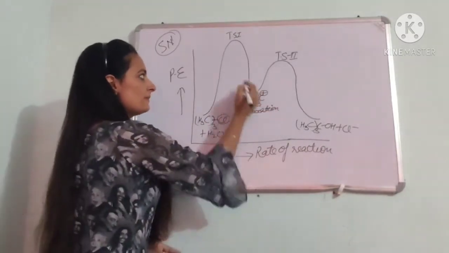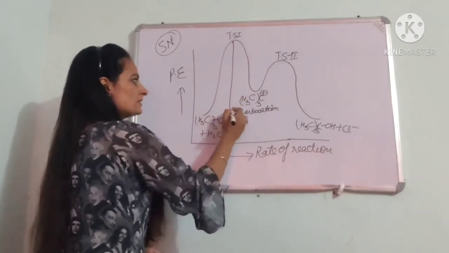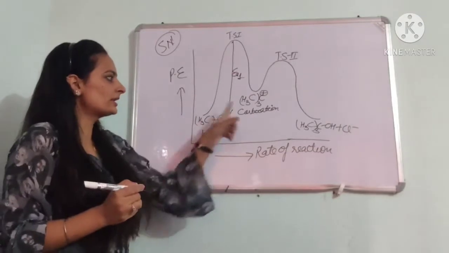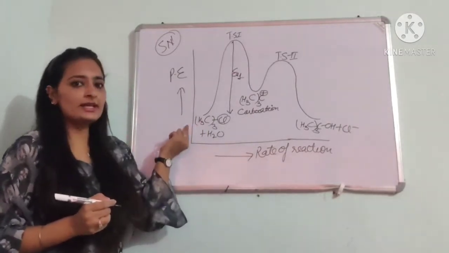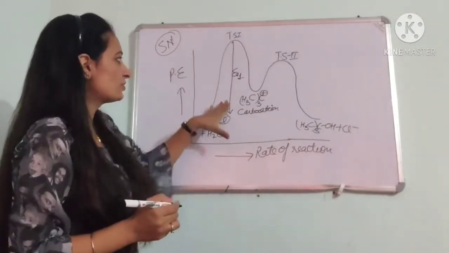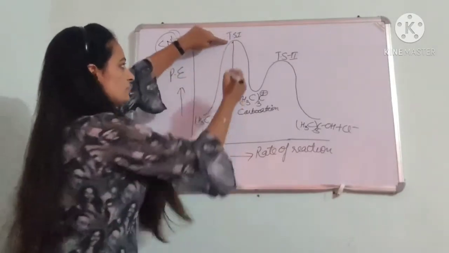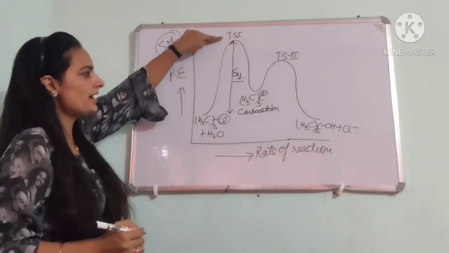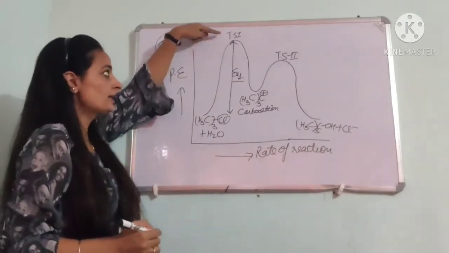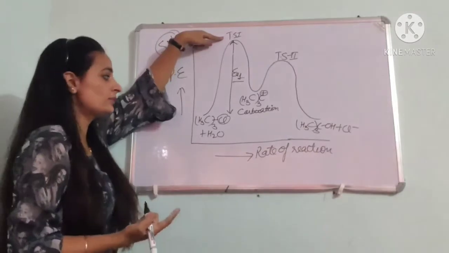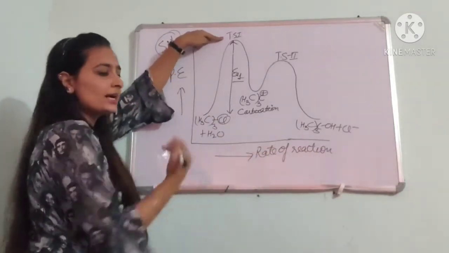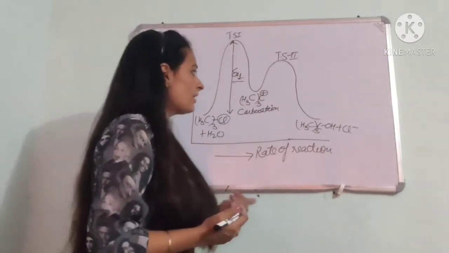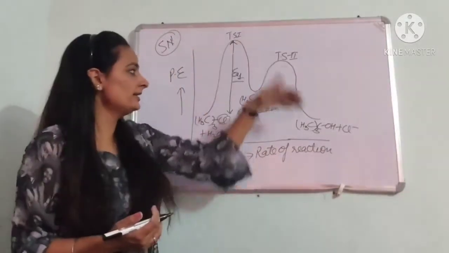Moreover, this step is a slow step. And why is this step slow? Because the activation energy required to form the carbocation from this alkyl halide is very high. As you can see, this peak is very high. EA1 is the activation energy for the first step, and here I have written transition state 1. Transition state 1 is that state in which your leaving group is leaving the alkyl halide and your carbocation has started forming.